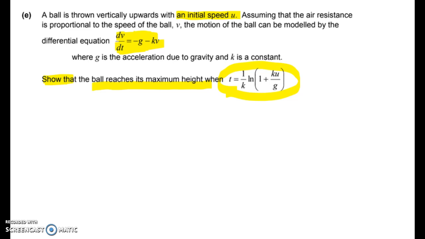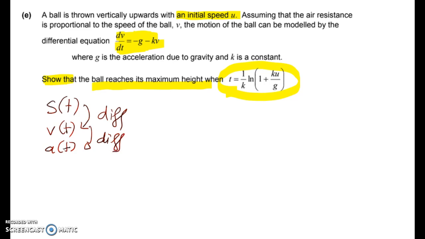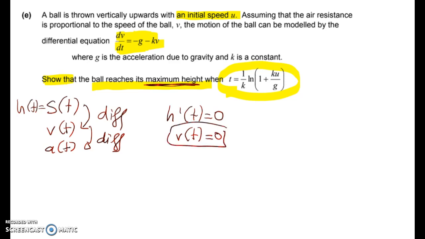So when we've got any kinematics problem, we're working with displacement, velocity, and acceleration. We get from displacement to velocity by differentiating, and the same from velocity to acceleration. So in this case, we can think of S of t, displacement, as height, and we're looking for the maximum height. So to find the maximum height, we want to have h dash of t equal 0, but that just means that velocity is equal to 0. So what the question's really asking is to find v of t and then solve that equation for 0 and solve it for t. So that's about it.